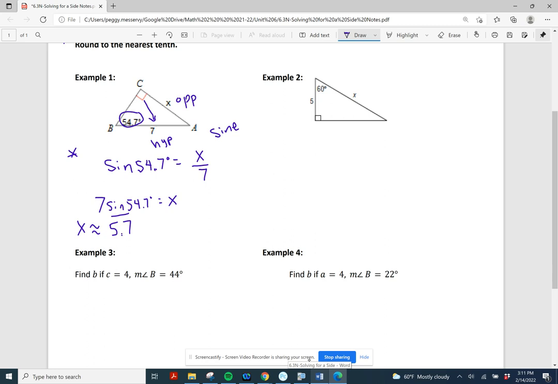So my answer, x is 5.7. Remember, the squiggles mean we've approximated, we've rounded it off. Okay, example 2. I have a 90-degree angle in the corner here.